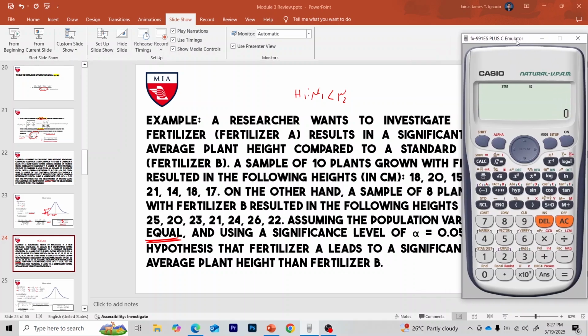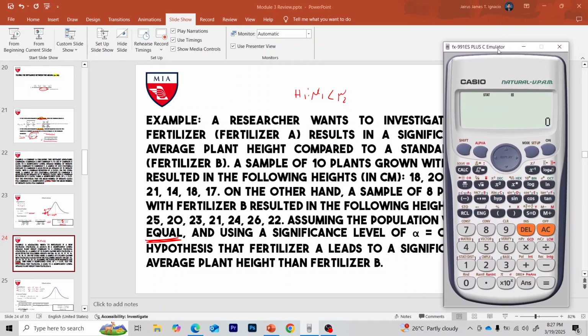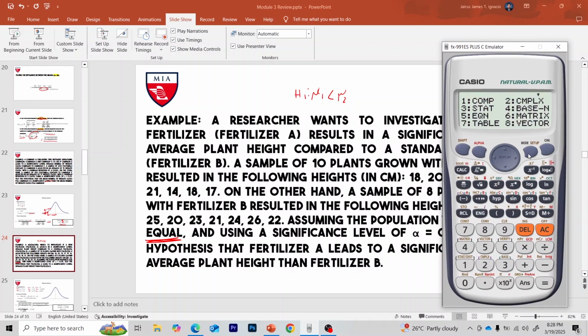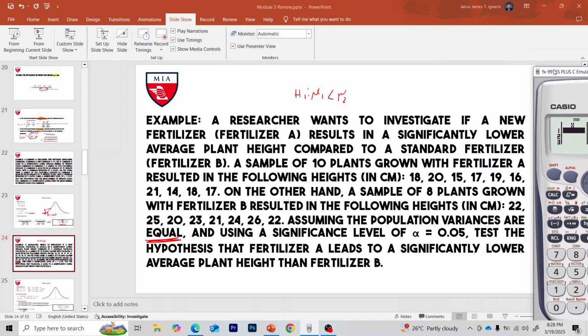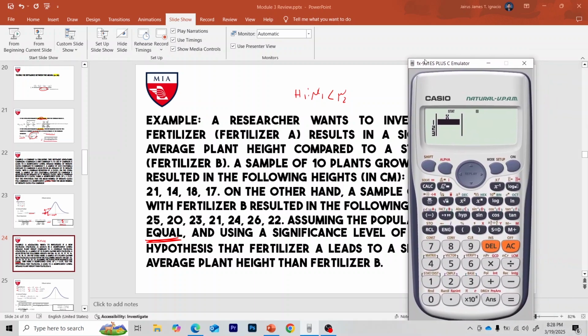Next, let's find the mean and the standard deviation of our fertilizer B. So go to mode, stat, number 1 for 1-var, and insert all the values. So we have 22, 25, 20, 23, 21, 24, 26, and 22. Again, press AC, go to Shift, number 1, go to number 4 for the var.